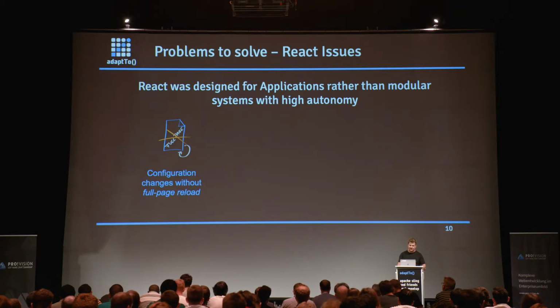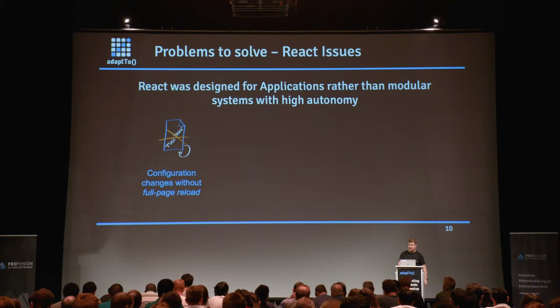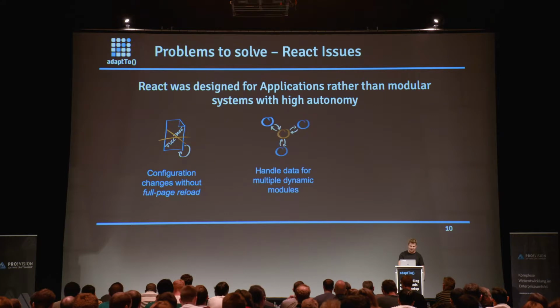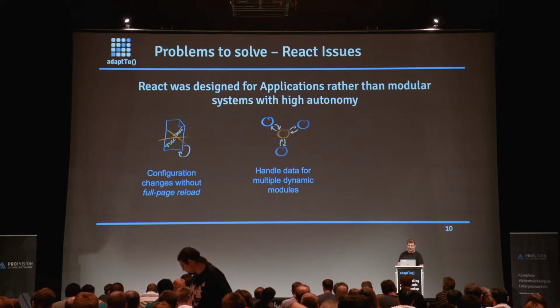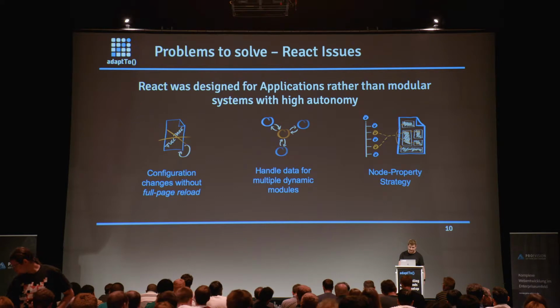So you need to find a way how configuration changes in your AEM components do not force a full page reload, as you do not want to reload all of the components, restore all of the state at once, as you just want to modify one single part of it. But still, if that part modifies data or state of other components, it should notify them. And you need to find a way how to do this. So we need to find a way how to handle data for multiple dynamic modules at a central point. And this is something, for example, I want to show.